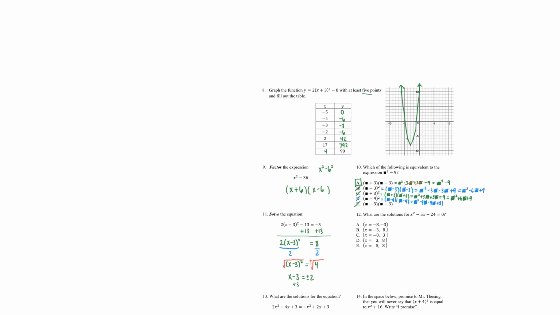Okay, we're going to add 3 to both sides. And so what we're left with here is we got two options, either positive 2 plus 3 or negative 2 plus 3. Those are our two solutions. So that would be 5. This one would be 1. So our final answer here is x is either 1 or 5.